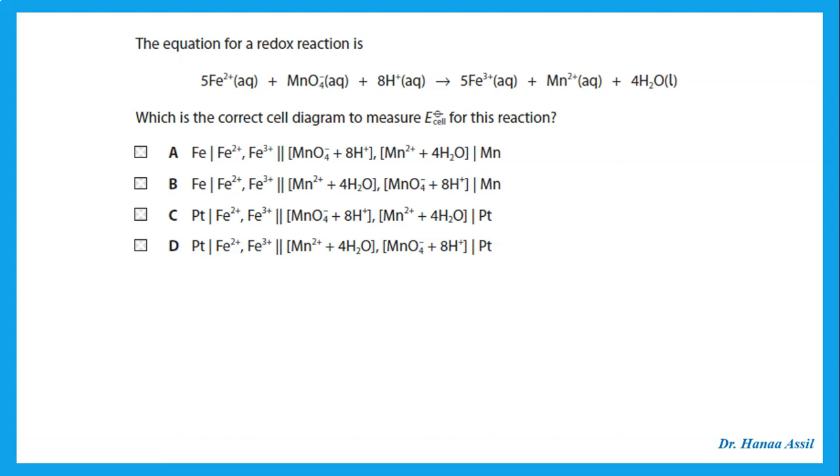Now, which part is the reduction? Manganate(VII), MnO4 minus plus 8H plus aqueous to give Mn2 plus aqueous plus 4 water. Again, this is a mixture of ions or solutions, so my electrode on that side also is platinum. Can we see how we draw it? So it's platinum slash iron 2 plus, iron 3 plus, and we said the double line in the middle indicates the salt bridge, and then the rest with a platinum electrode.